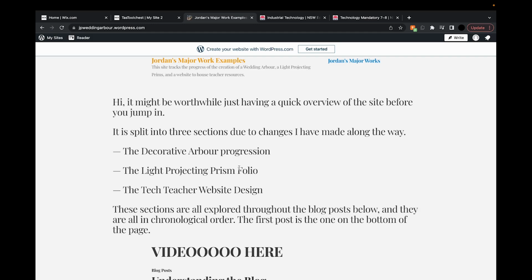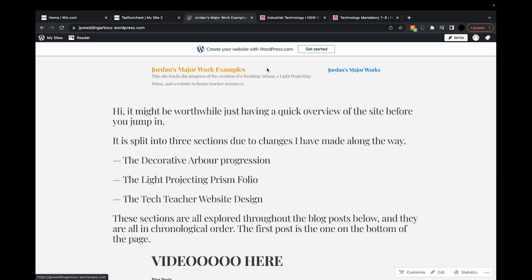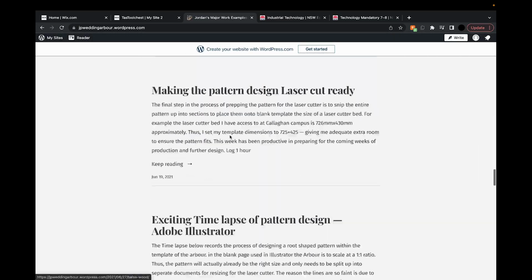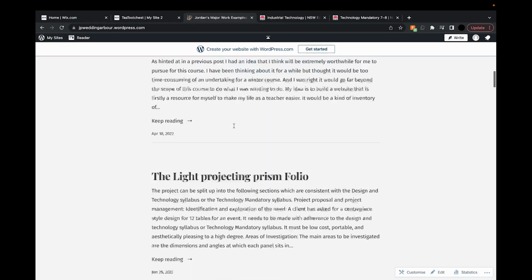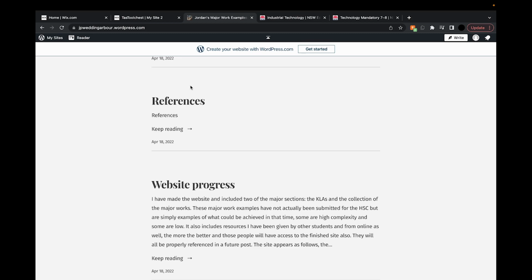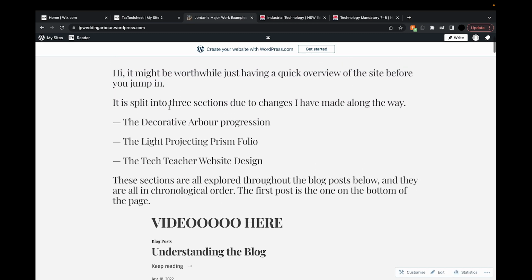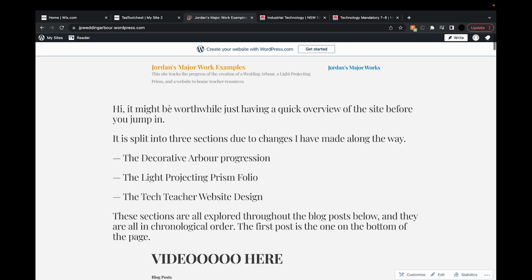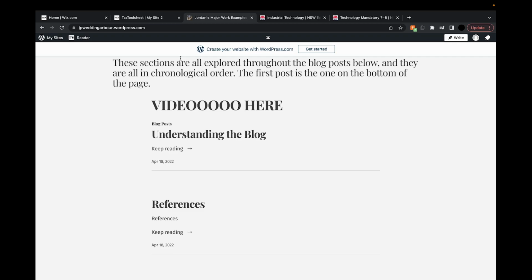So starting with the blog, I have just a basic main page that has all of the blog posts in one, starting with this one and then finishing with this one, or this one here, sorry. Very simple layout. Obviously the main component of it being the content that will be where all the hours were put in.